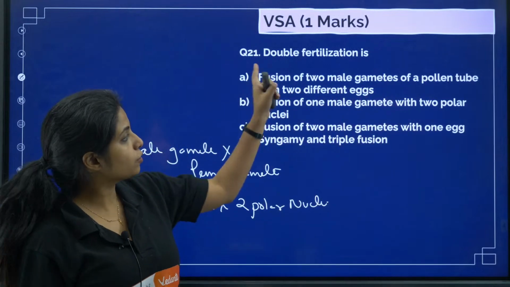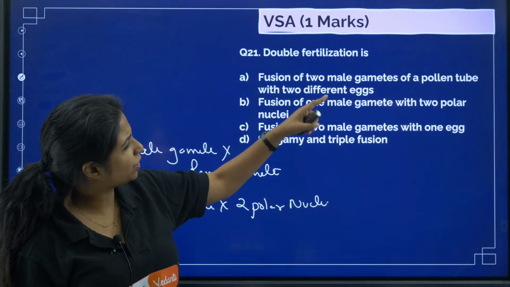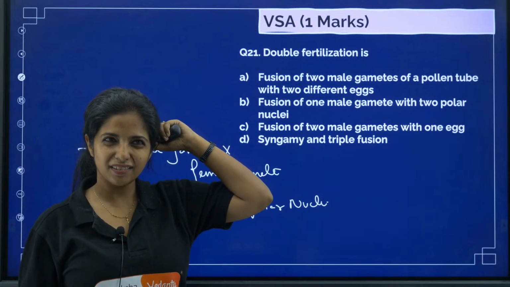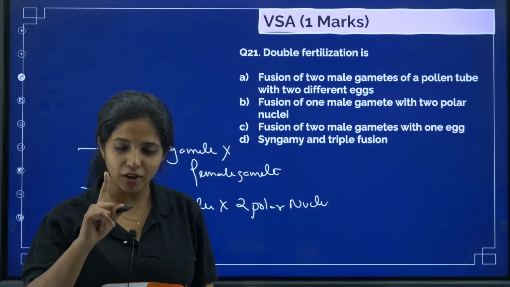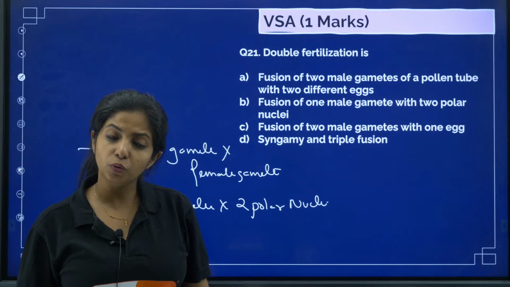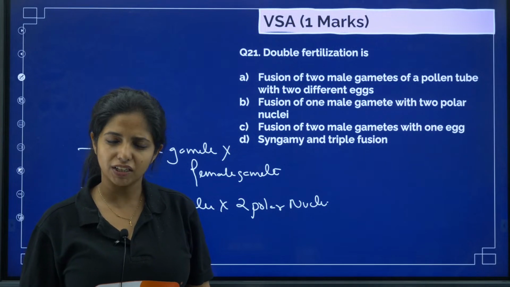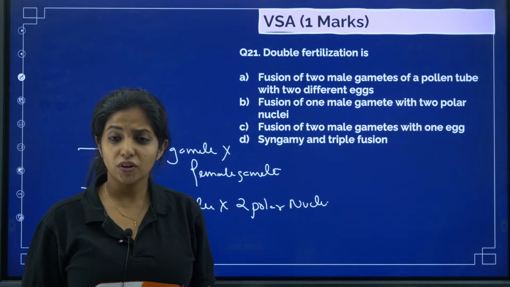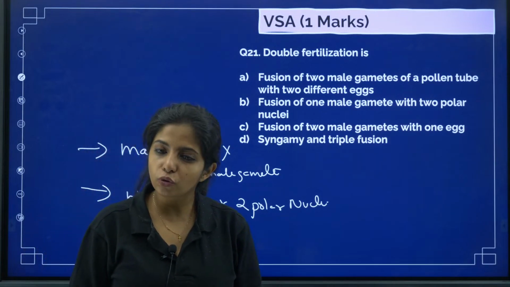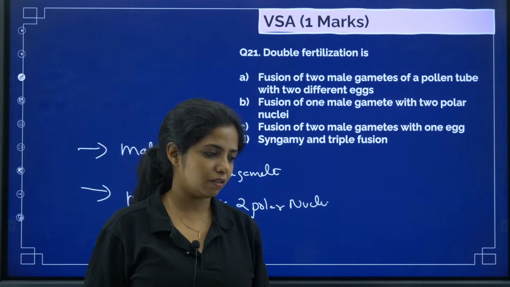Double fertilization is fusion of two male gametes of a pollen tube with two different eggs. There are no two different eggs, there is only one egg. Fusion of one male gamete with two polar nuclei. That is just triple fusion. That is not double fertilization. Fusion of two male gametes with one egg. No.